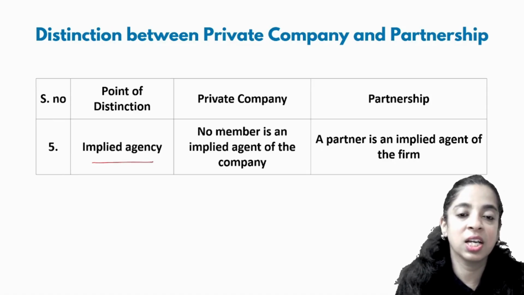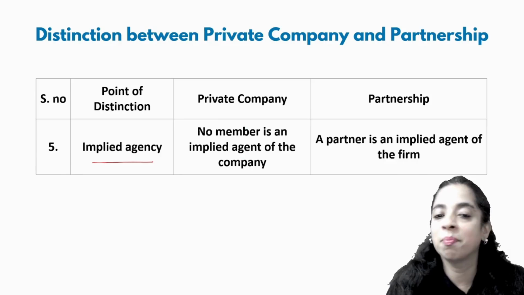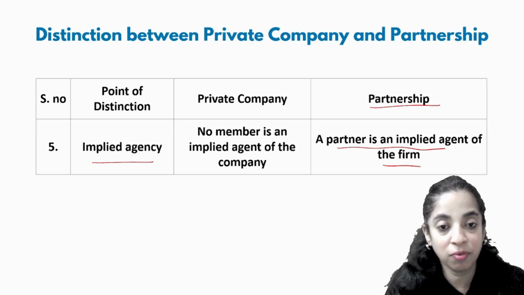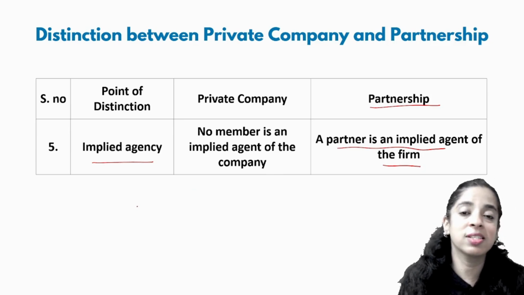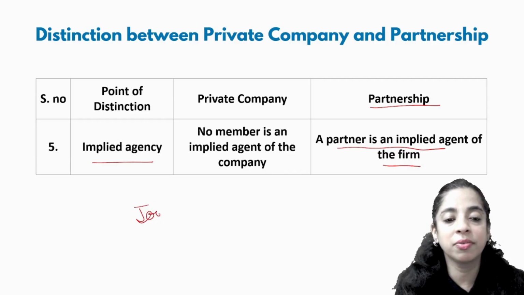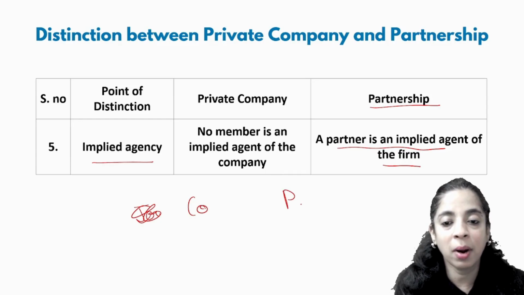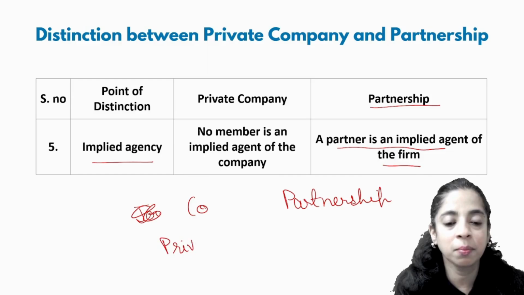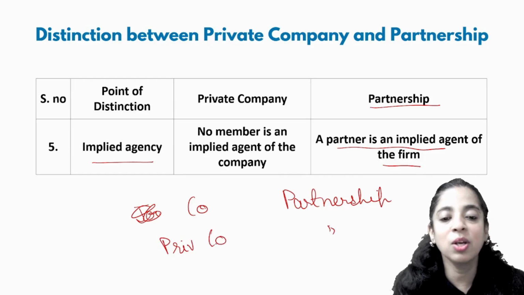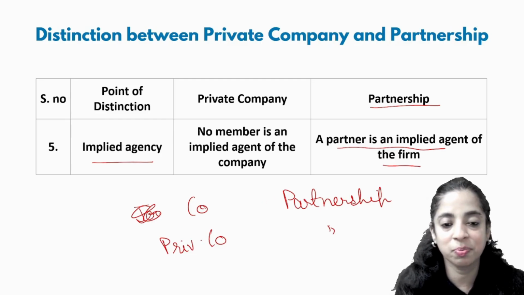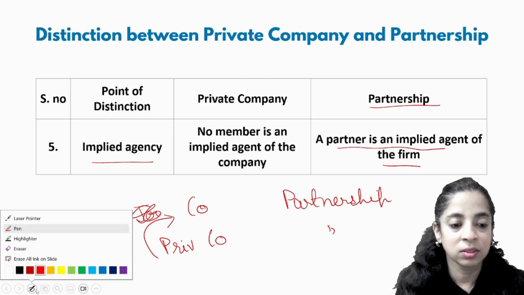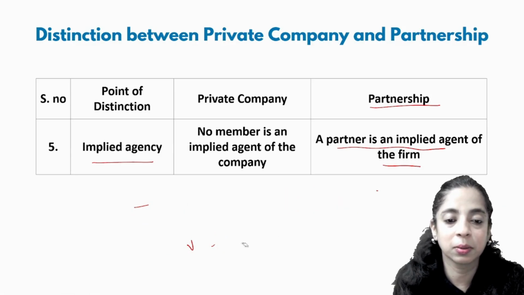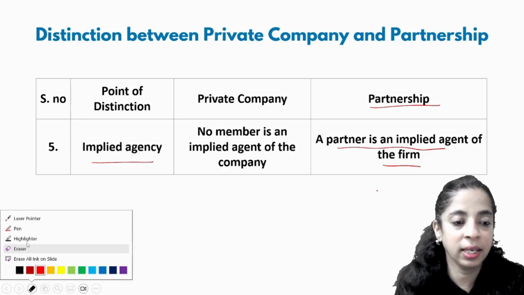Now implied agency, again in a private company, no member is an implied agent of the company, whereas in a partnership a partner is an implied agent of the firm. So students, always remember, whenever you are doing the difference between company and partnership, or private company and partnership, many of the things remain the same, right? Because a private company is also a part of this. So keep these things in mind while you are writing the answers. Okay, let's go ahead.